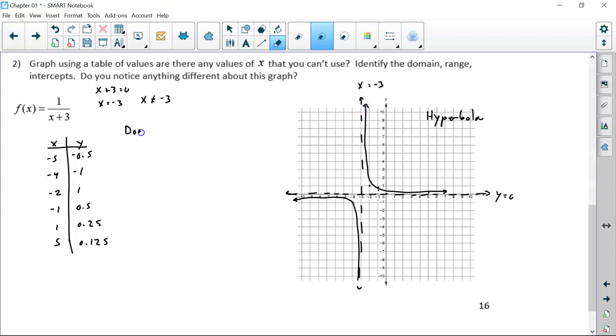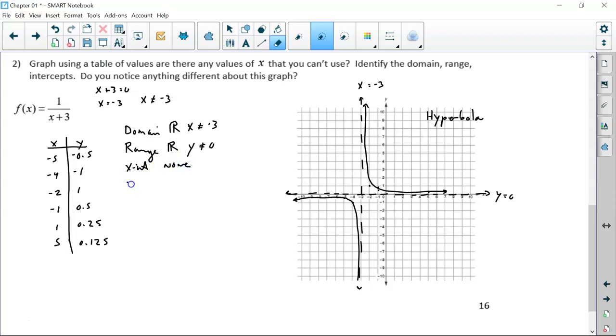So our domain, we can have any real number input as long as x is not equal to negative 3. Our range, all real numbers we would get as an output except y will never equal 0. Y does not equal 0. Our x-intercept, you can see we never cross the x-axis, so there is none.